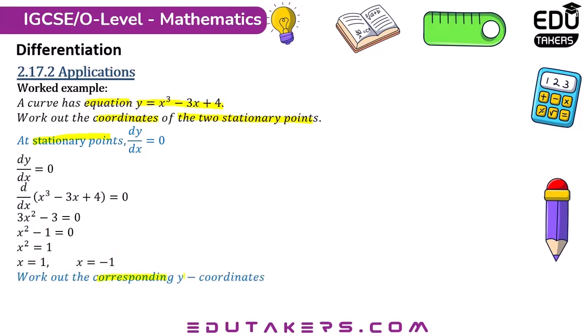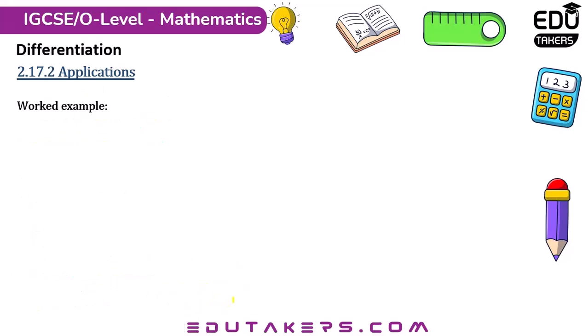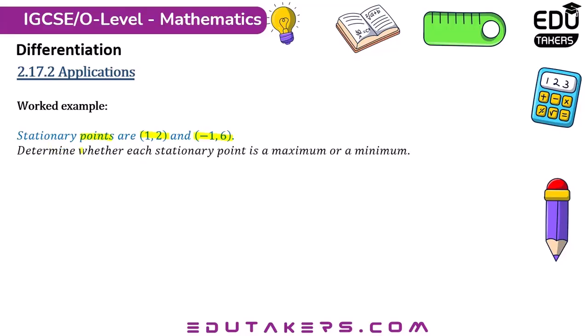Work out the corresponding y coordinates. When x is 1, y is equal to 2. When x is -1, y is equal to 6. Stationary points are (1, 2) and (-1, 6). Determine whether each stationary point is a maximum or a minimum. Give reasons for your answers.